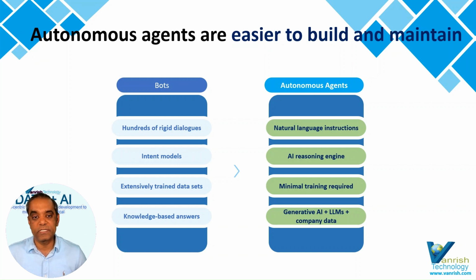Your autonomous agent requires minimal training. As soon as you enable it, it takes feedback, and based on that feedback it responds and serves your purpose or addresses your customer. And last is generative AI, LLM and company data. It works based on your company data and on generative AI LLMs. It can work with Anthropic or OpenAI, any of those, or you can bring your own LLM. So this is the difference.